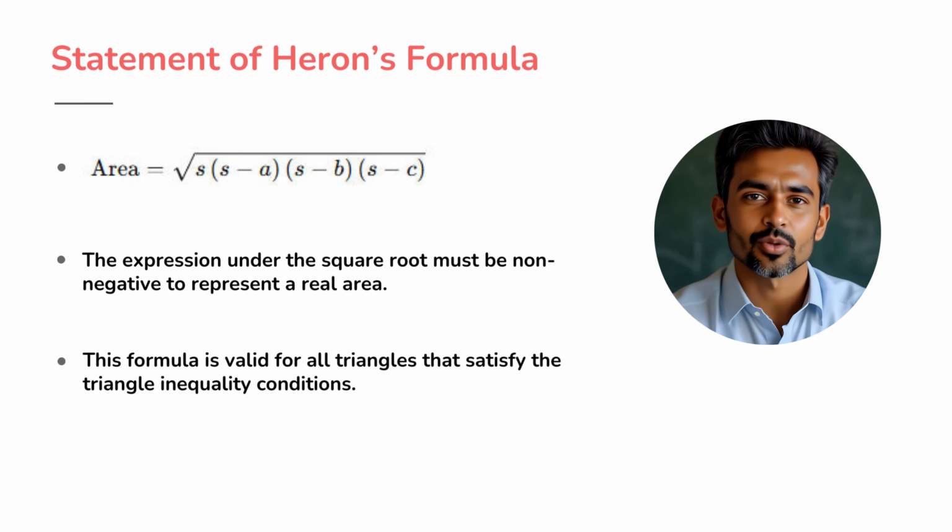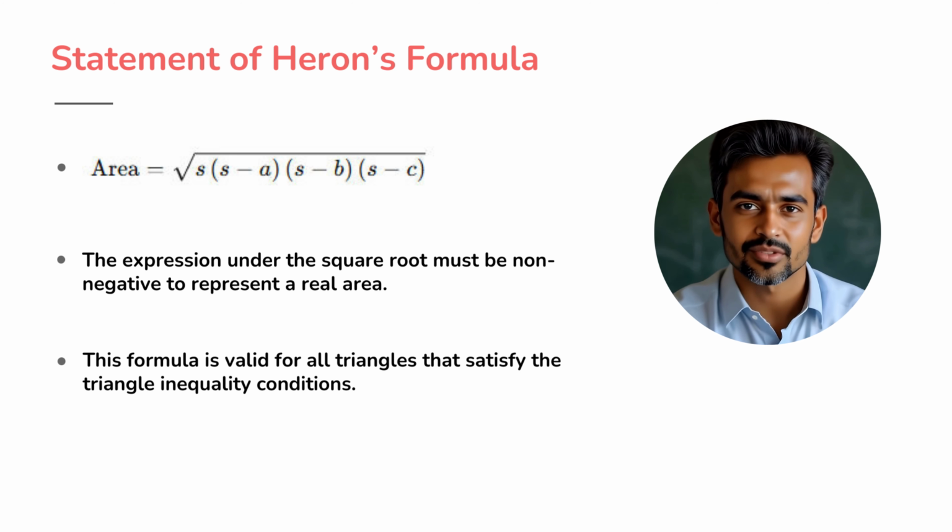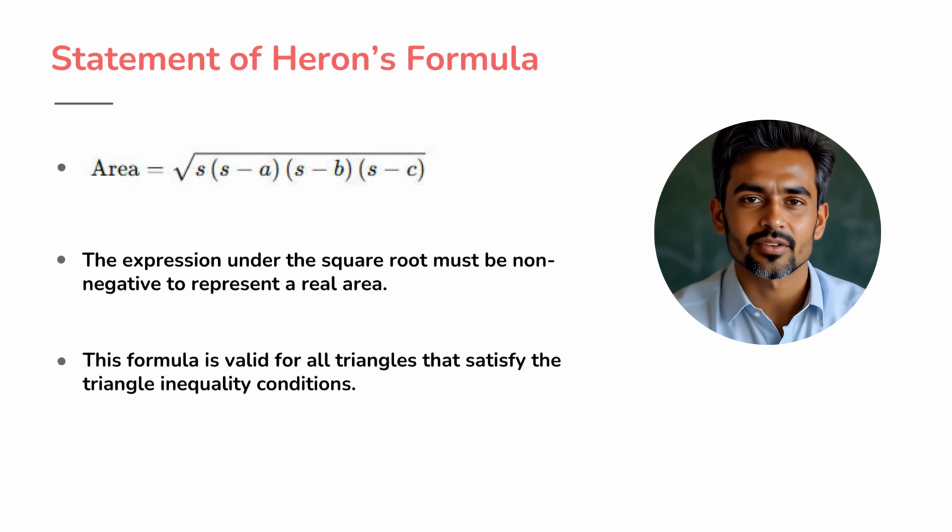Alright, the moment we've been waiting for, the statement of Heron's formula. Suppose we have a triangle with sides A, B, and C, and we've already found the semi-perimeter S, which equals A plus B plus C divided by 2. Now, the area of the triangle is given by the square root of the product S times S minus A times S minus B times S minus C. Let me say that slowly once again.